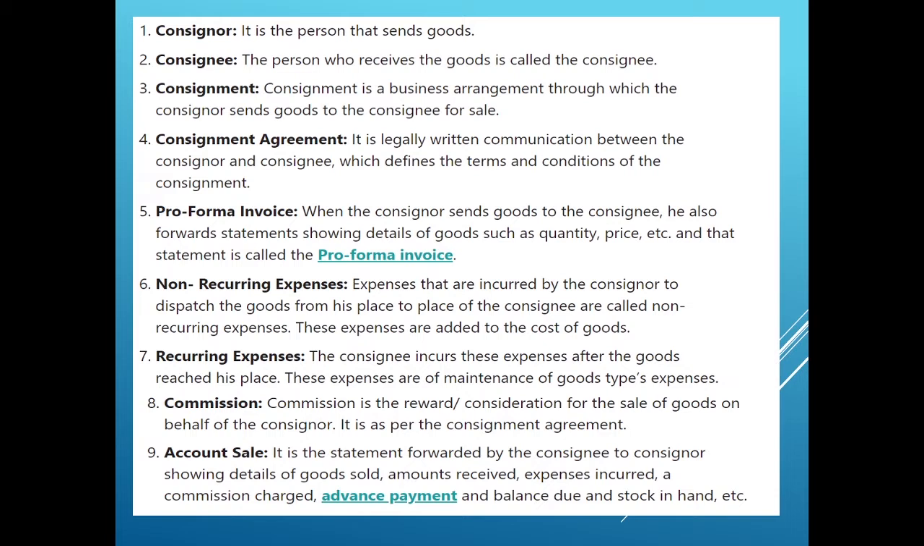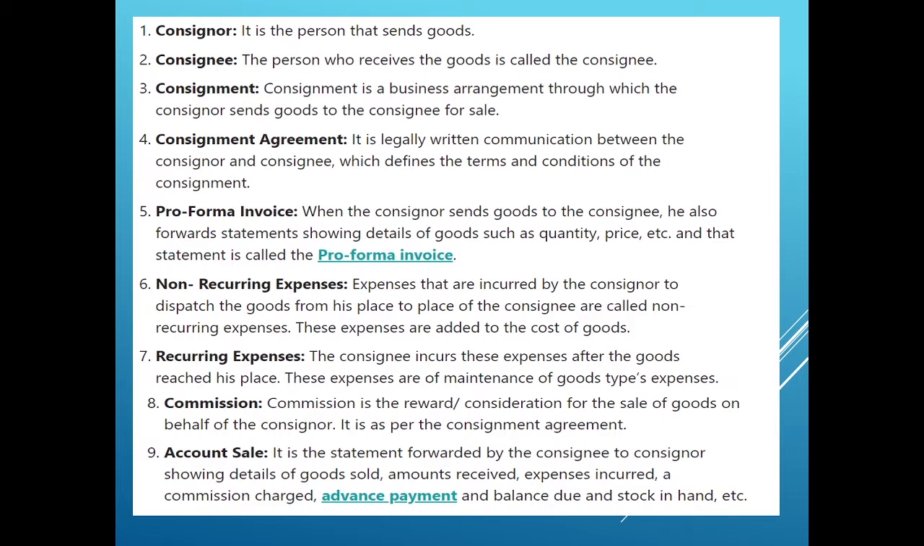Then non-recurring expenses. The expenses incurred by the consignor to dispatch the goods from his place to the place of the consignee are called non-recurring expenses, and these expenses are added to the cost of the goods. Not only dispatch expenses, sometimes these non-recurring expenses are also paid by the consignor.